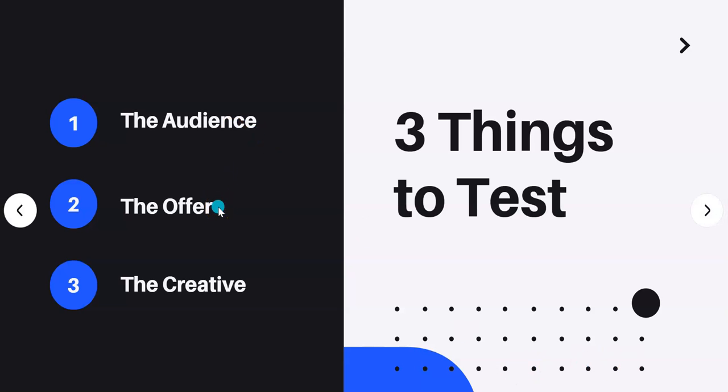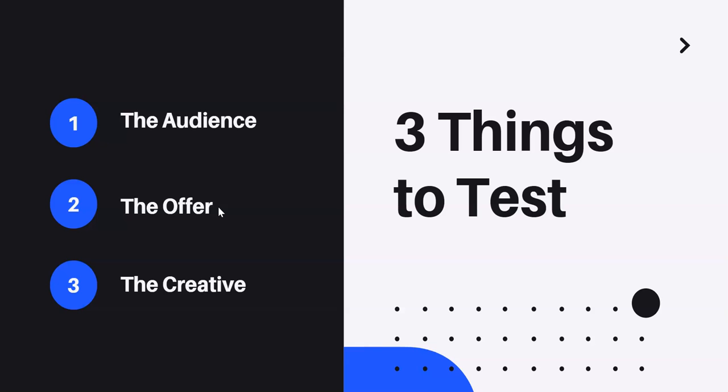Second is the offer. This is something that a lot of marketers don't appreciate enough. An offer is something like a free quote, a free consultation, a webinar, a white paper, a free trial. Those are different types of offers, and it is worthwhile to test different offers.